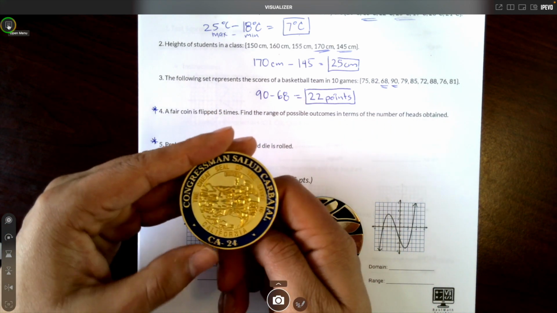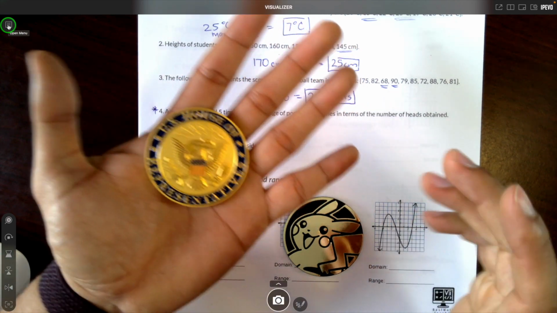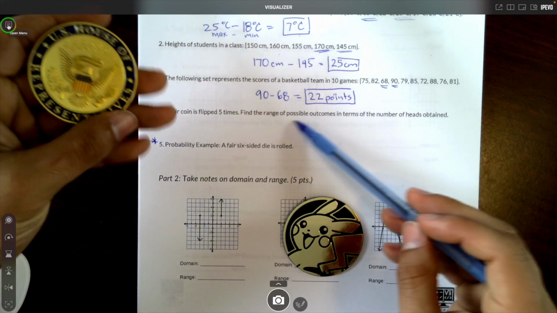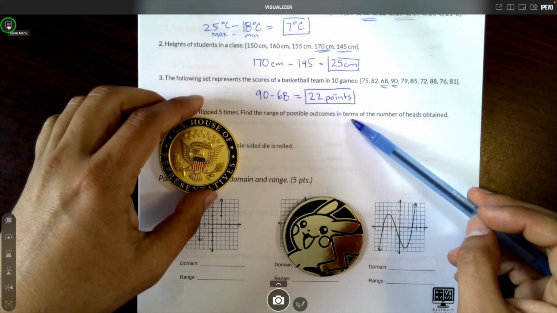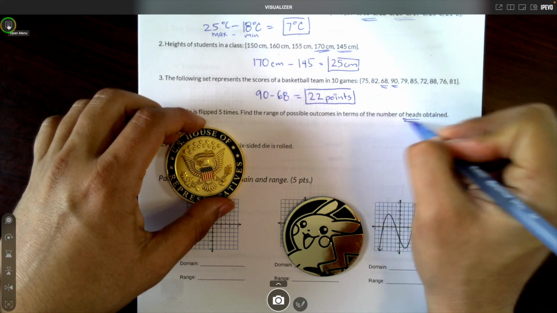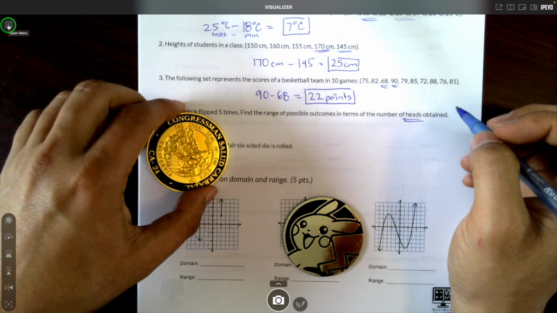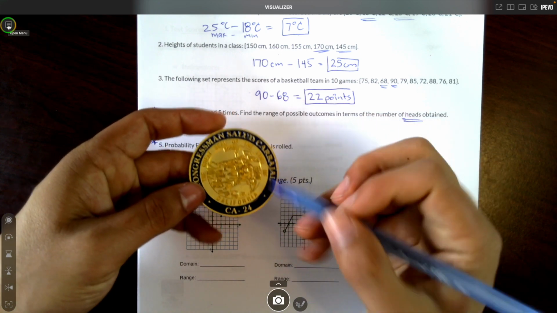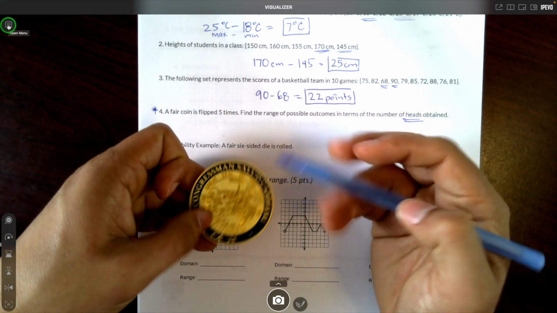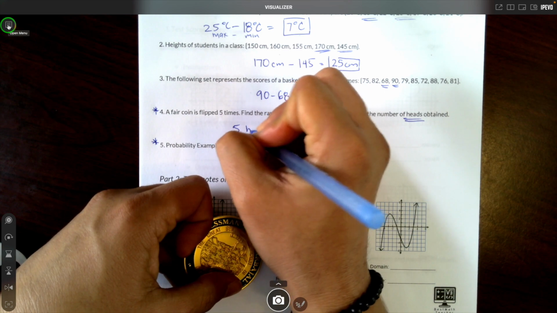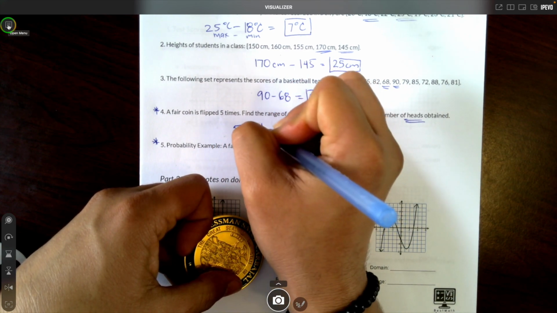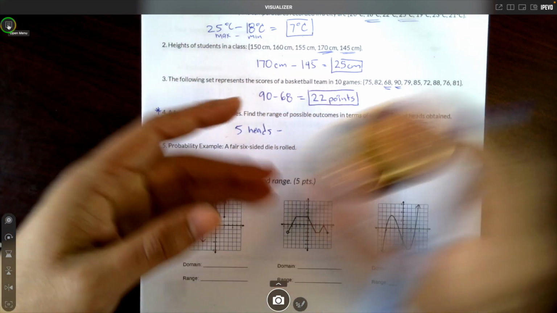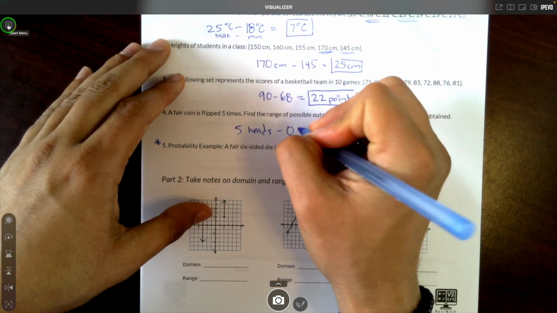So if you were to flip a coin and you flip it 5 times, what's the range of the possible outcomes in terms of the number of heads? So I didn't get a head there, but this would have been a head. If I flip it 5 times, what's the most amount of heads I can get? 5. Okay. What's the least? Well, then it'd be all tails, meaning we'd get none, so it'd be 0 heads.